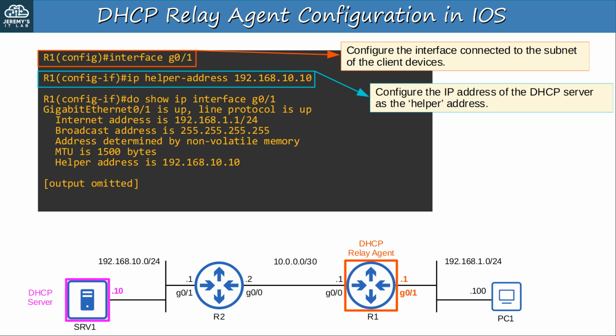After configuring that, I checked the interface with show ip interface G0/1. Notice that the helper address is listed here, 192.168.10.10, which is Server 1. And that's it. That's all you need to do to configure a router as a DHCP relay agent. ip helper-address, then the DHCP server address.